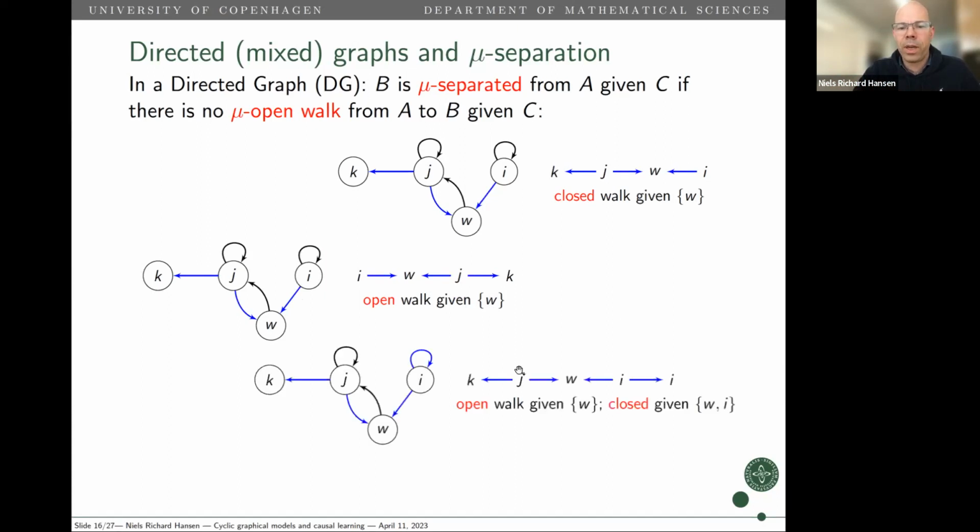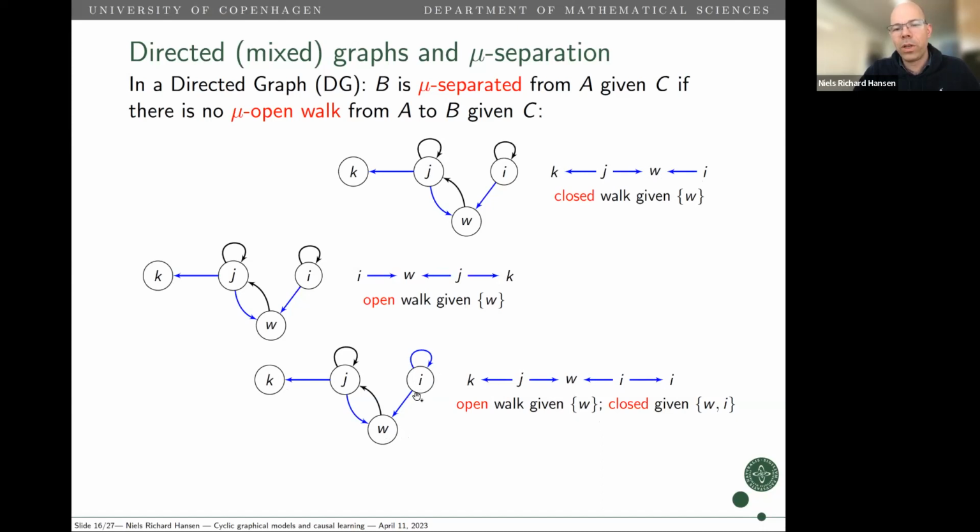And then if we have a self loop like we have here on I here, we can extend this closed walk up here with this self loop. So if we walk from K in this direction here, and then do the self loop at the end, then if we only condition on W, which is a collider, now we will have an open walk because now we end with a head. But if we also condition on I here, then this will be closed at I, and then the walk will still be closed.